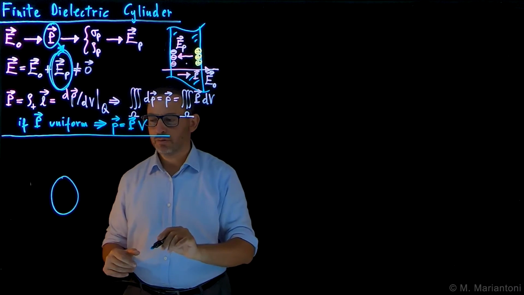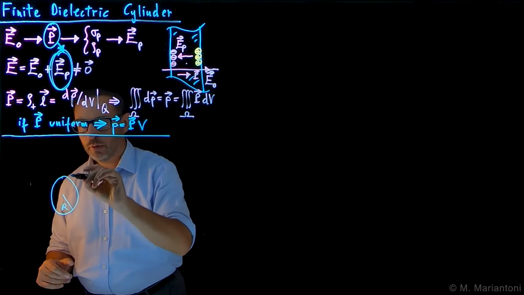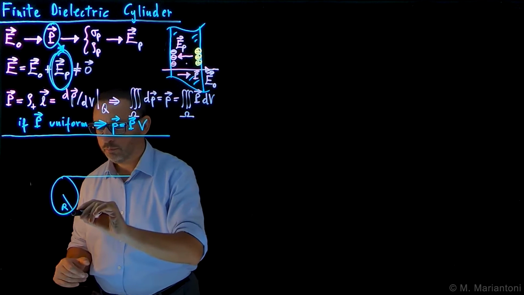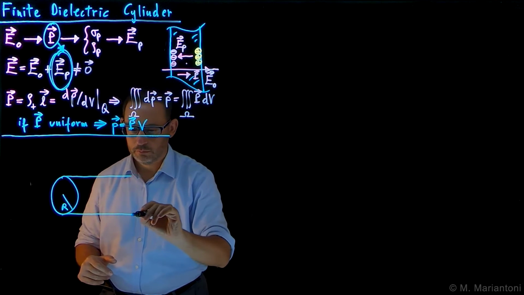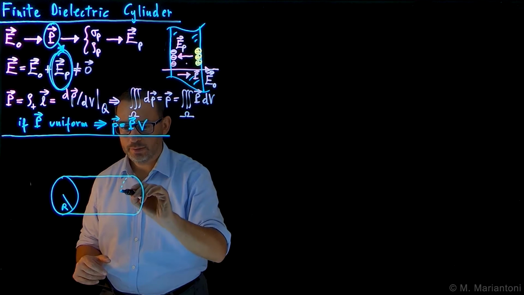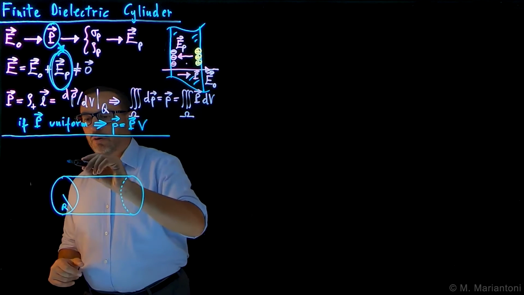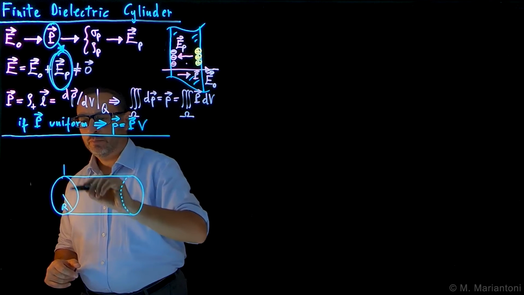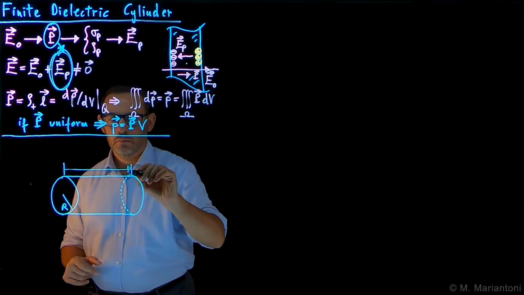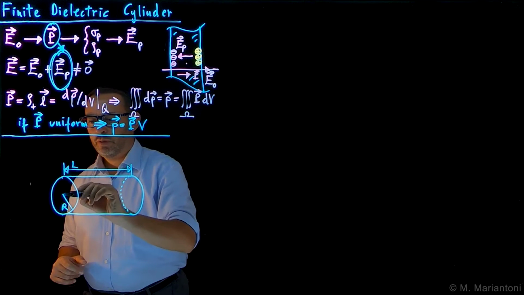So this is one base of the dielectric material, where this is the radius capital R. This dielectric material is characterized by a certain length, capital L, and this is the other base, and this is the side which we don't get to see. All right, so the overall length of this material is capital L, and R is the radius.